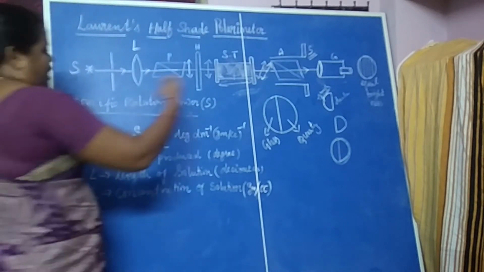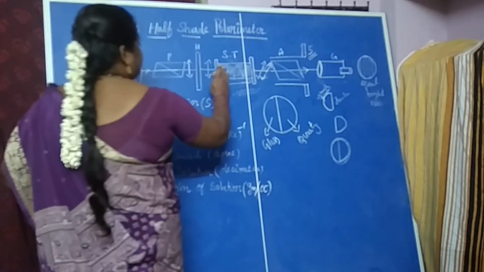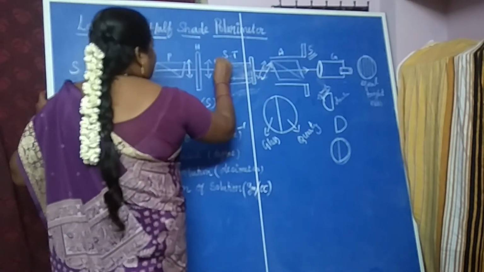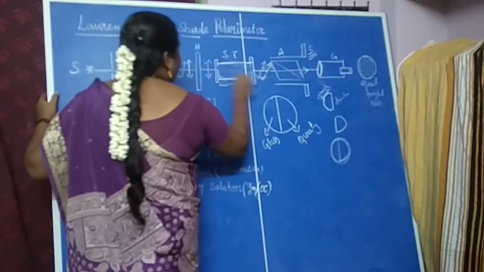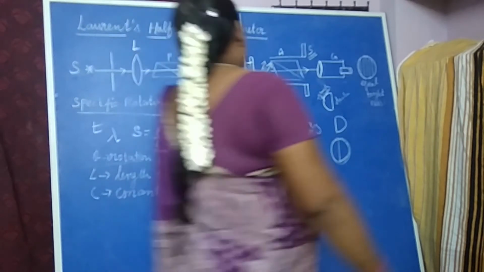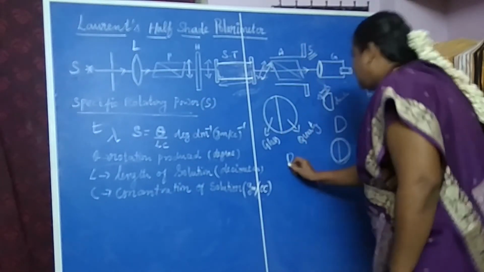So how to do the experiment? First we have to clean the solution tube using water. The tube is first filled with water. So we have to get the reading for water. That reading is noted as R0.